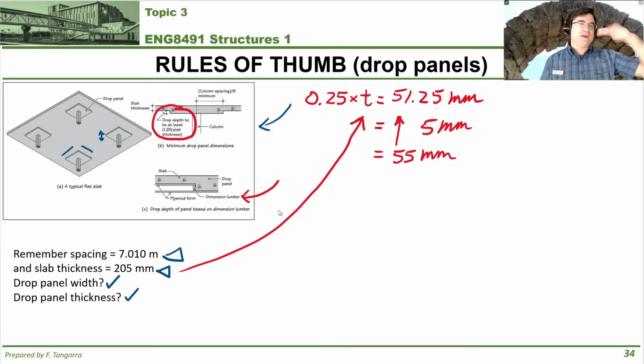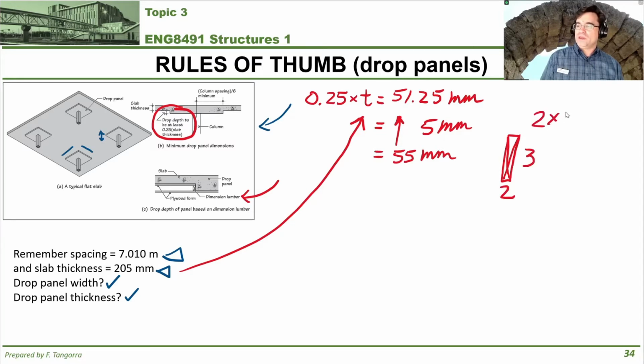So if you really wanted to step it up, and that's not what I'm asking you to do for the purposes of a test or a final exam, what you would do is find the piece of dimension lumber that has the closest dimensions to this that are bigger, right? They can't be smaller than 55 millimeters. And what I found was that a nominal 2x3 actually fit the bill.